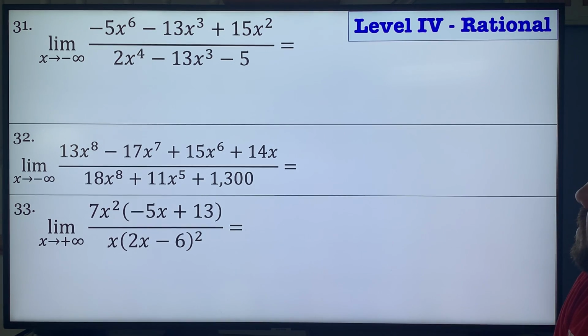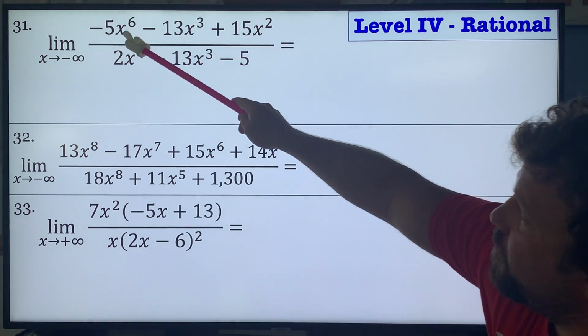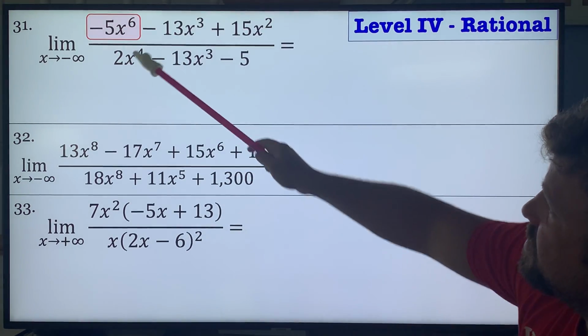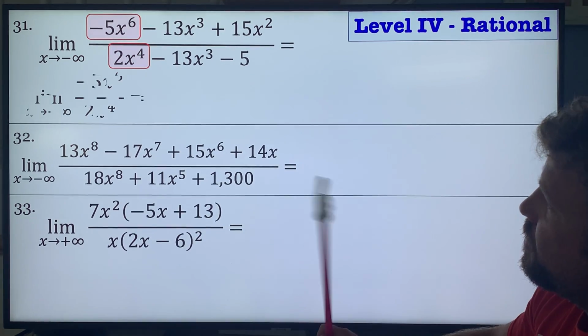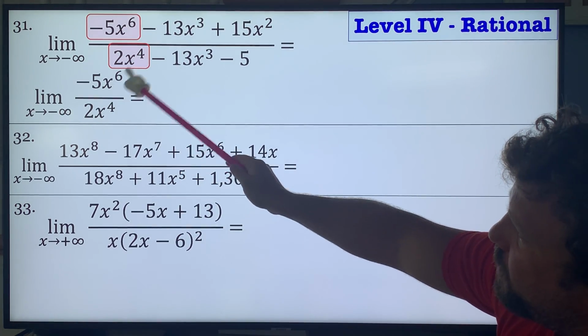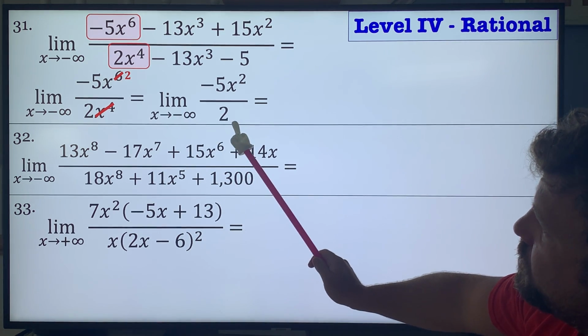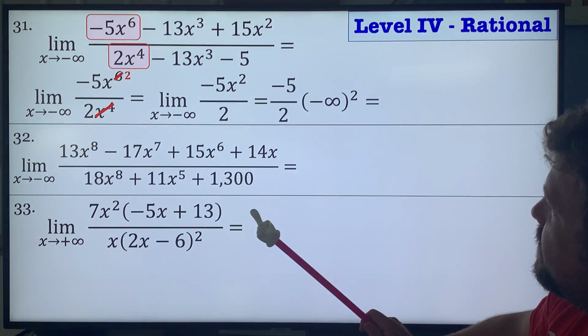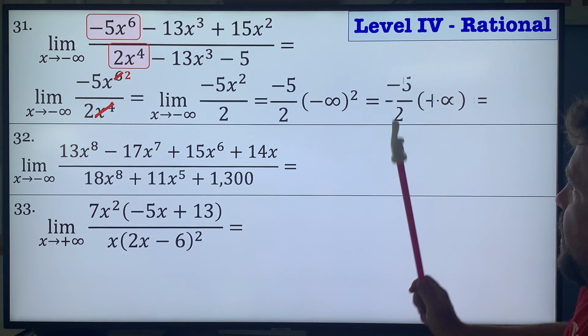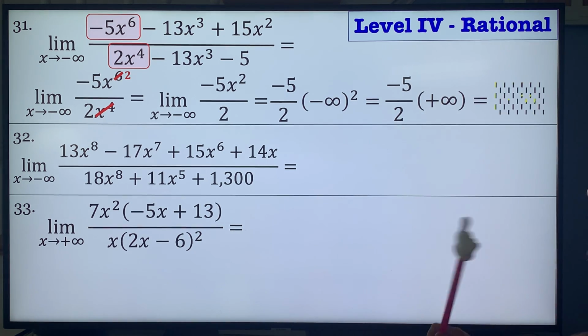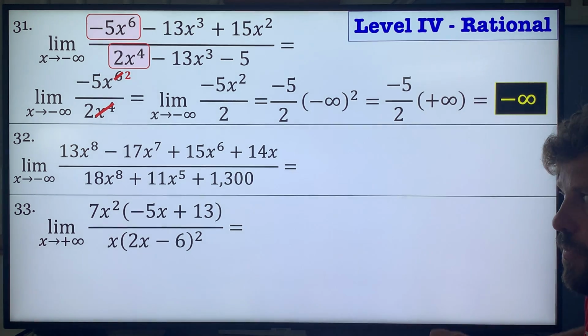Now we come with some tricky ones. All right. Negative 5x to the sixth, 2x to the fourth. Take an x to the fourth, leaving with negative 5x squared on top over 2. Negative 5/2 times negative infinity squared. Negative infinity squared is infinity. Negative 5/2 times infinity is negative infinity. Still good? Pretty impressive.